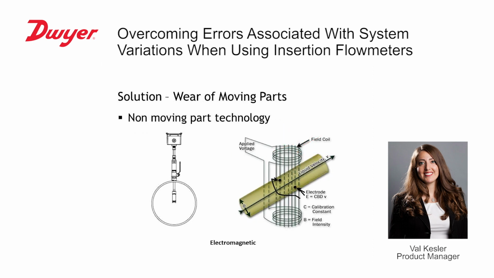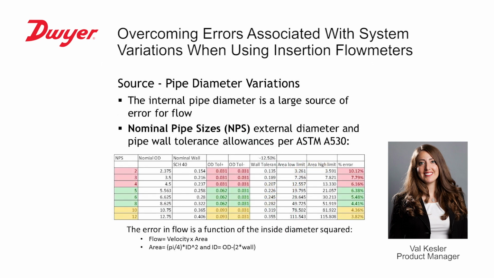So the obvious solution to avoid any kind of wear of moving parts is a non-moving part technology, which is what we went ahead and introduced with an insertion mag meter. With an insertion mag meter, it features electromagnetic technology where there are no moving parts to wear or to break. You really just have a sensor that's located in the flow with electrodes that utilize applied current and voltage to give you your actual reading.